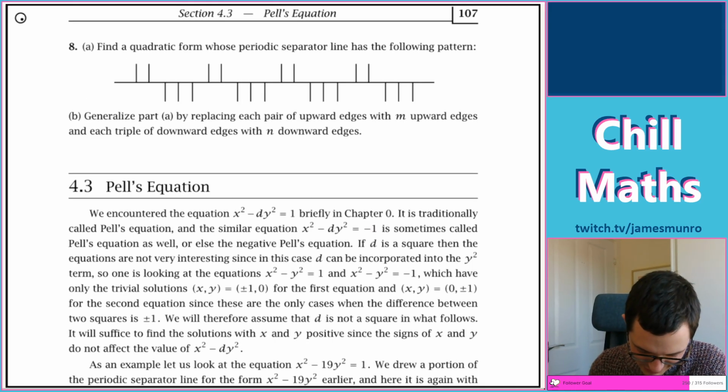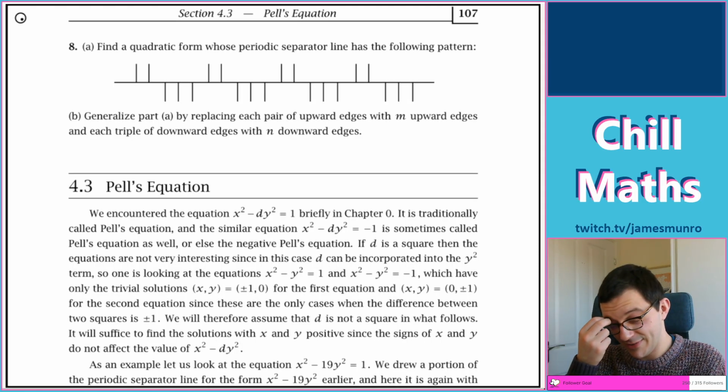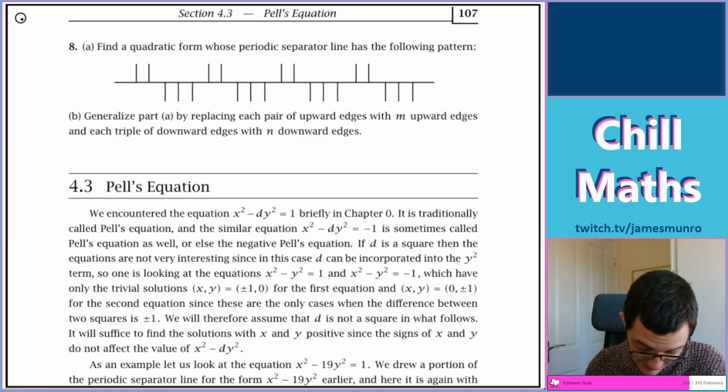Find a quadratic form whose periodic separated line has the following pattern. So the pattern relates to the continued fraction, so we should be able to put numbers on it. It's quite tempting to just put ones on it, but that wouldn't satisfy the arithmetic progression rule. So you'd have to do something else. Oh, right, and then do it in general. Fine, okay, that's quite nice.